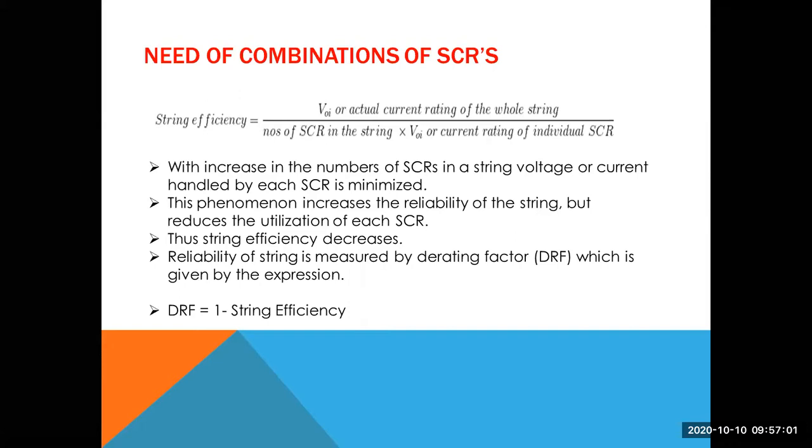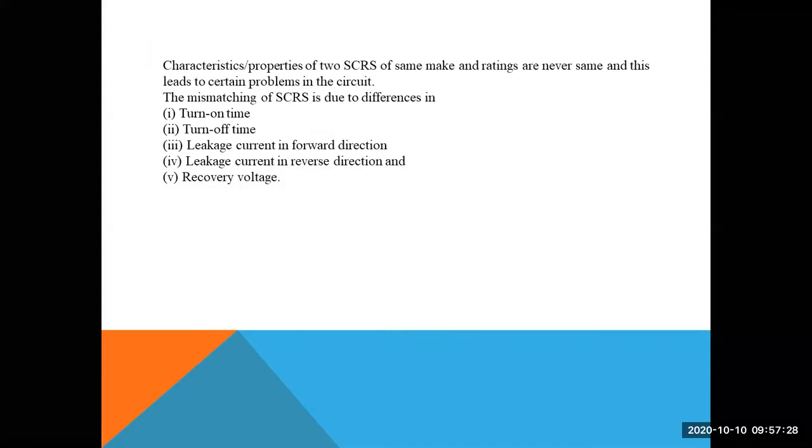So that is the difference. Overall 90% is the string efficiency, so the remaining 10% is the derating factor. The derating factor is used to measure the reliability of the string. These are the basic concepts which we need to recollect before starting the working operation of SCR.